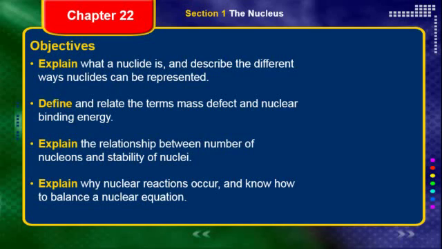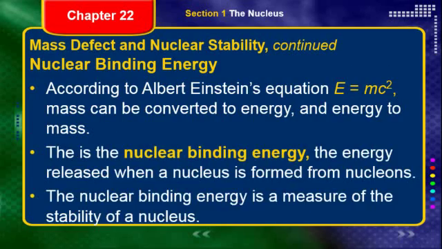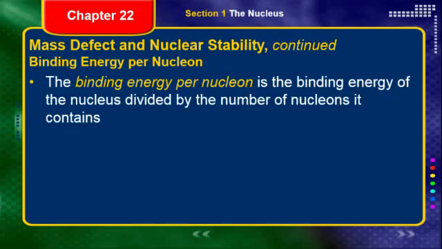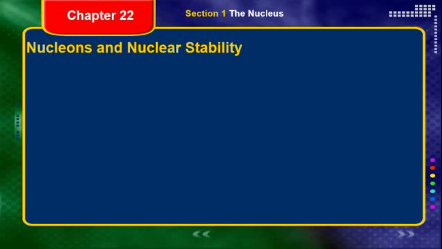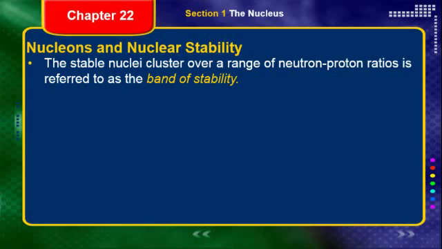Today, we're going to finish off the objectives for this particular section by being able to explain the relationship between the number of nucleons and the stability of nuclei, as well as being able to explain why nuclear reactions occur and how to balance a nuclear equation. All right, to that extent, we'll skip to where we left off last lecture, and here we go.